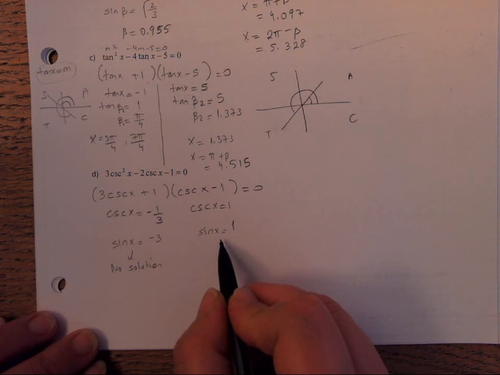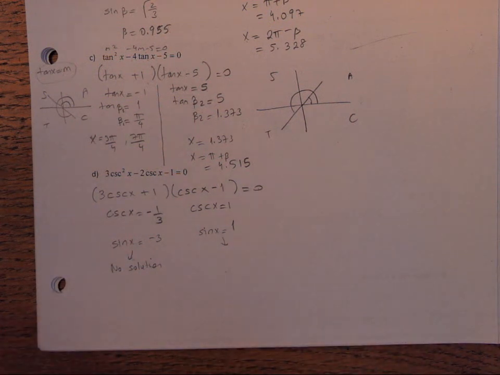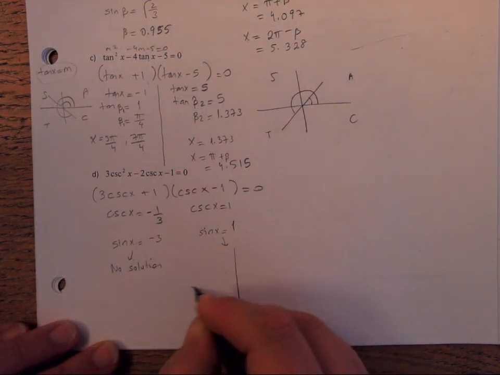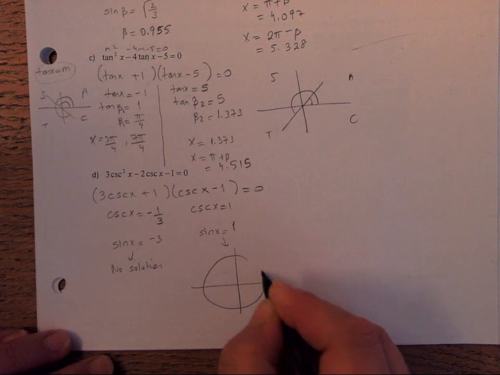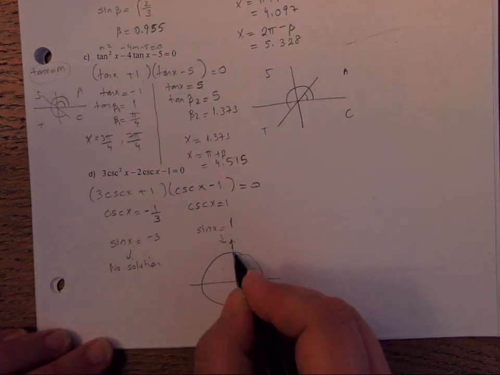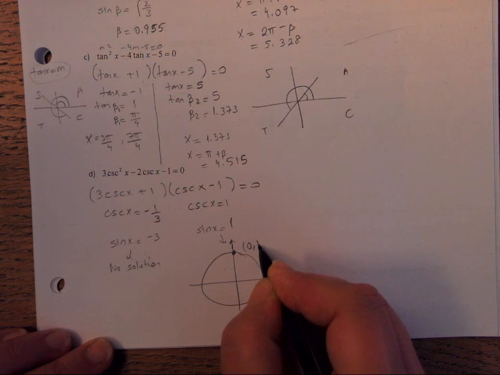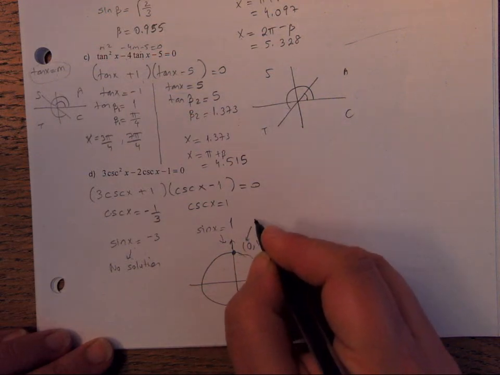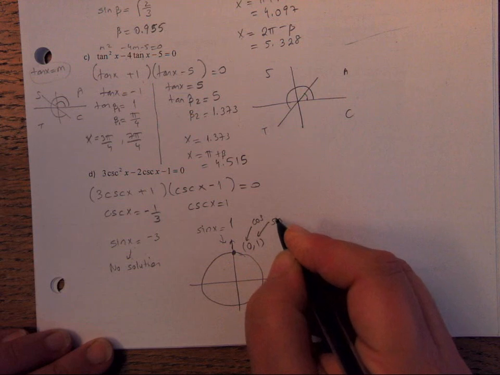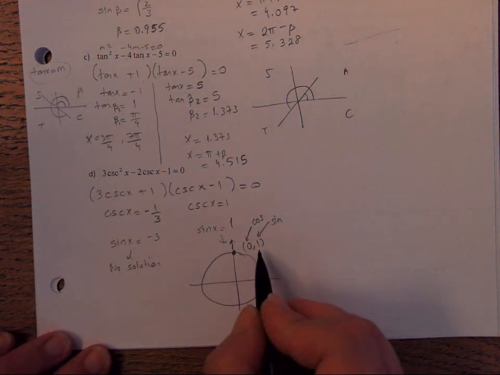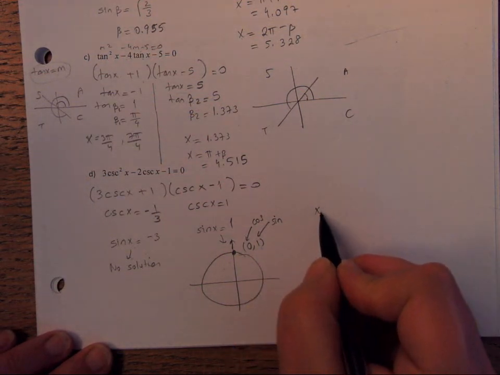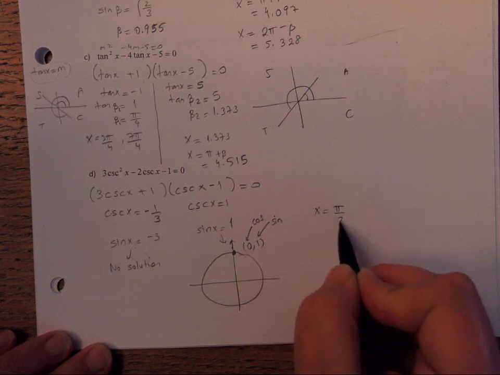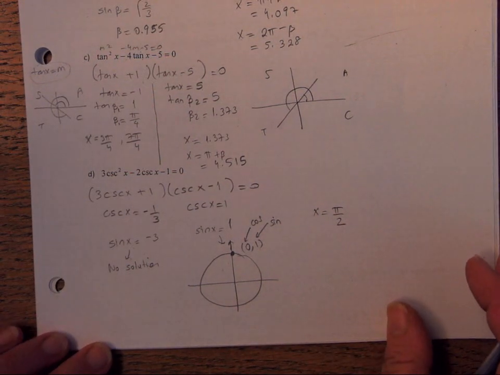But for this one, if sine x or cosine x equals 0, negative 1 or positive 1, we use the unit circle to solve. So remember this. The coordinate of this point is 0 and 1. First coordinate is cos, second coordinate is sine. So now we see that sine of 90 degrees is 1. So then x equals 90 degrees or pi over 2. It's one solution.